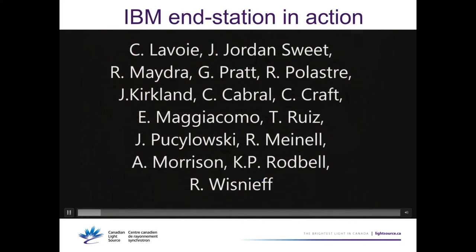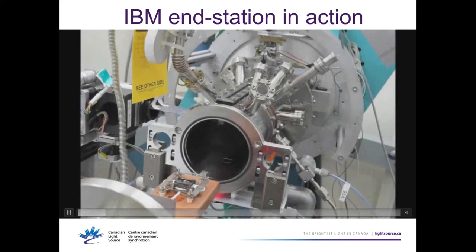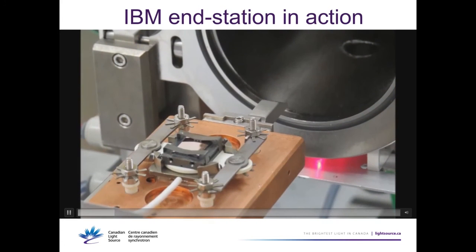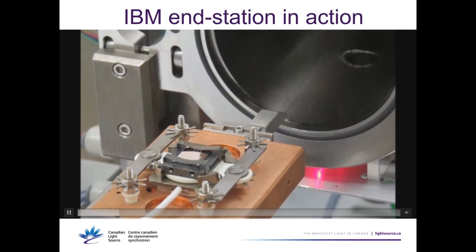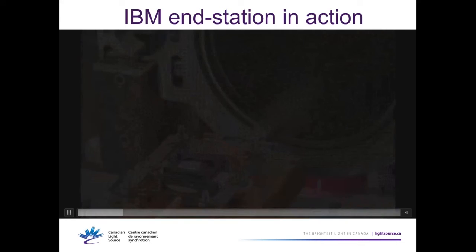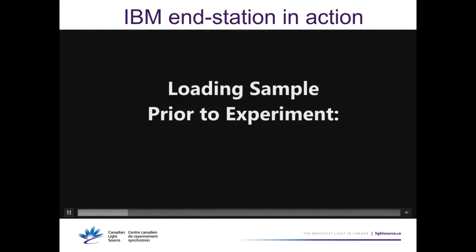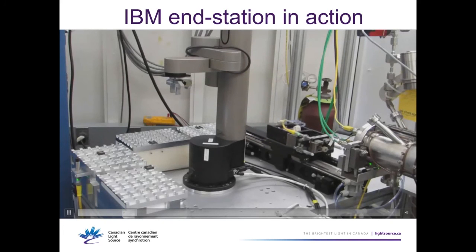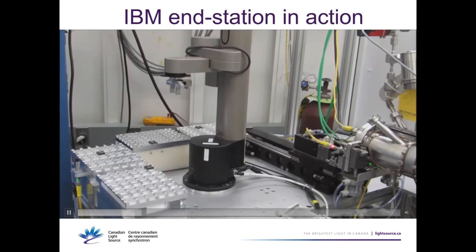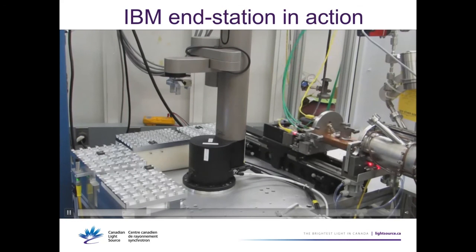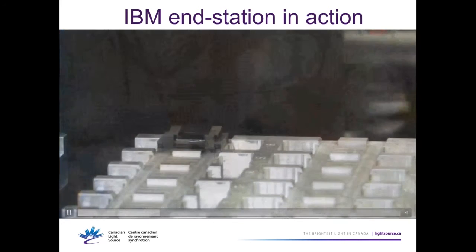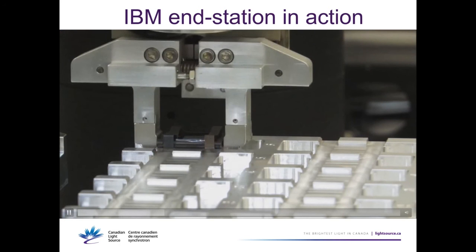So our collaborator with IBM is Christian Lavoie. This station used to be at Brookhaven, at LNLS1, the old one, and then they brought it here. So prior to an experiment, you would load the samples, 4 trays. This is a pneumatic system with a slide. It's going to grab the chamber lid, so it opens the vacuum chamber. The robot's going to come and grab the sample.